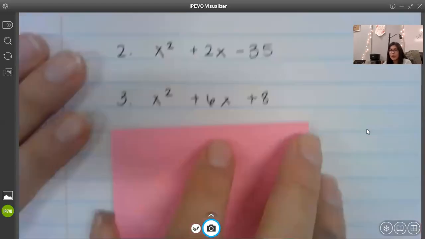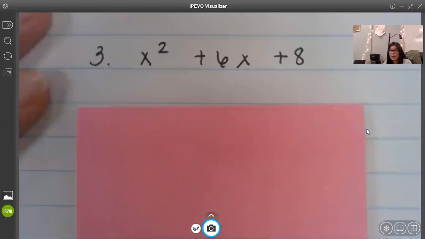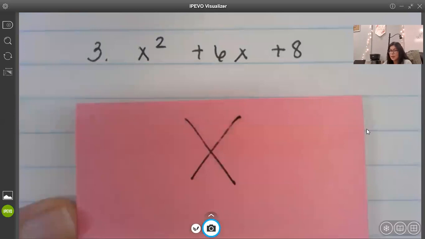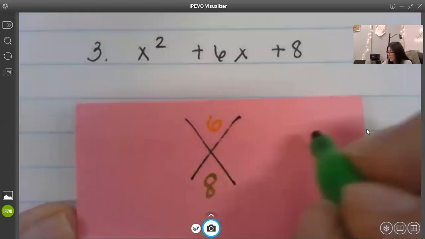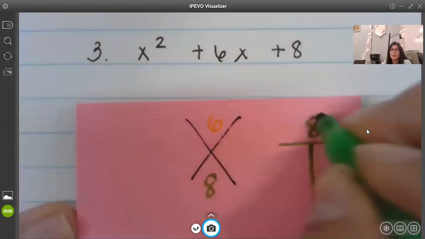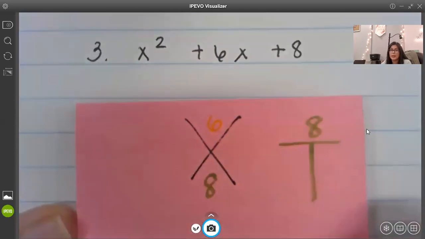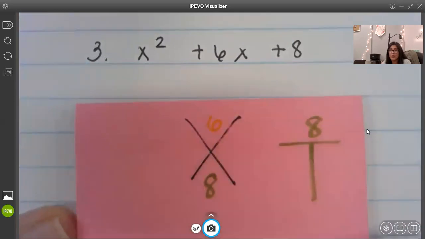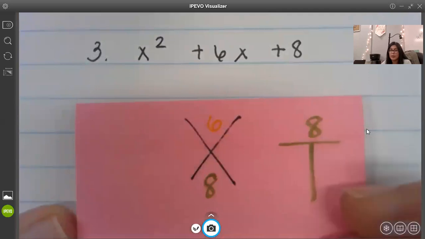Let's look at number 3. On number 3, you're going to do the same thing. We're going to make a big X. So at the top of the big X, what would you put? The B. It's a 6 because that's the one with X. What do you put at the bottom? The C, the one without X. Should be 8. Now you're going to make a list of factors for 8. So pause the video. Make a list of factors for 8. And then you're supposed to add them, and the answer is supposed to be 6 when you add. So now for number 3, tell me your factors.